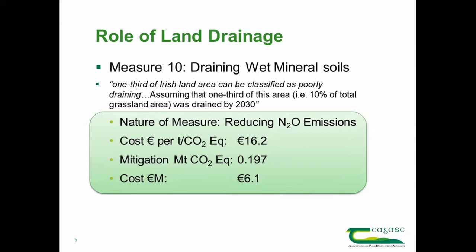And you can see there in terms of what changes here, that the measure is that you're reducing the nitrous oxide emission factor. So you have a higher emission factor for nitrous oxide from poorly drained mineral soils. So if they're drained, that reduces it, and there is a cost associated with this, €16.2 per ton of CO2 equivalent mitigated. The total amount there, in metric tons, is just shy of 0.2 million, and the total cost there is just over €6 million.